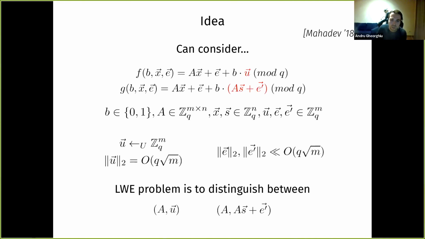And the learning with errors problem is exactly the problem of distinguishing between being given a uniform vector or a vector that is close to the image of some matrix A, where you're also given the matrix A as input. So we can see that in order to implement these functions, you only need the matrix A and the uniform vector u as parameters to specify.